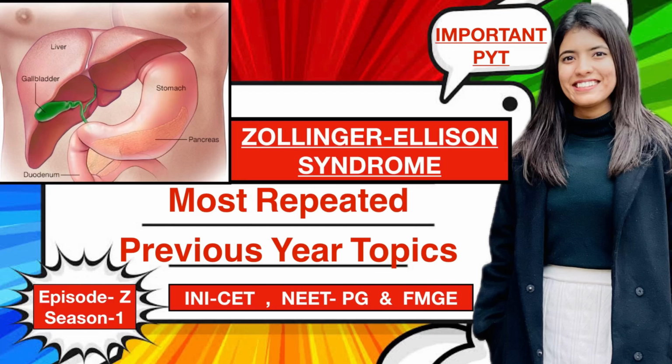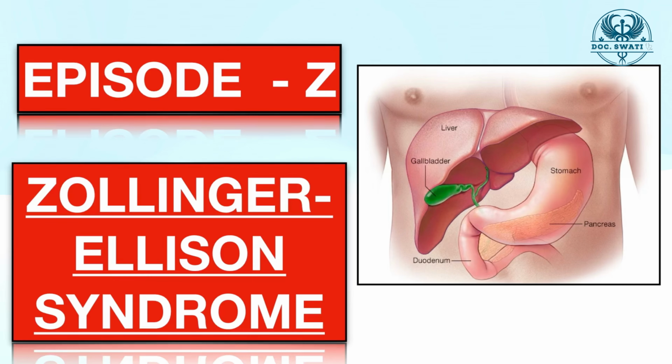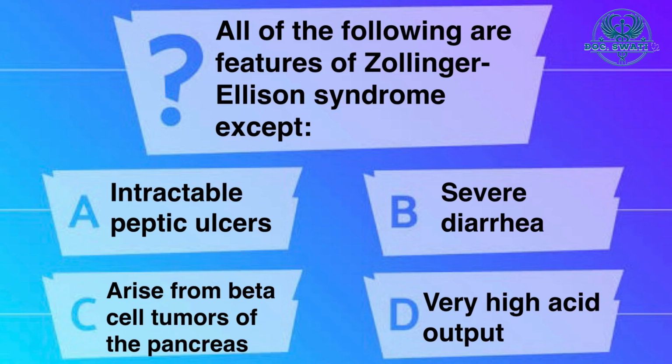Hi doctors, welcome to the last episode of our A to Z series Season 1, where in each episode alphabetically we discussed one of the most repeated previous year topics of INI-CET, NEET PG and FMGE, and our today's episode is episode Z, where Z stands for Zollinger-Ellison syndrome. So let's begin with solving a MCQ.